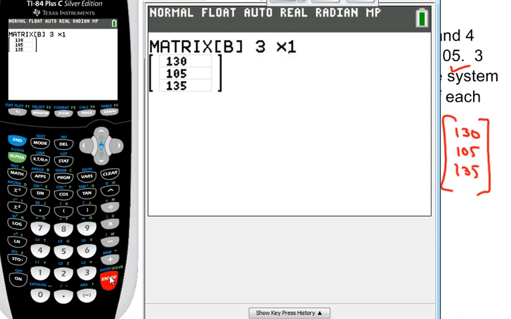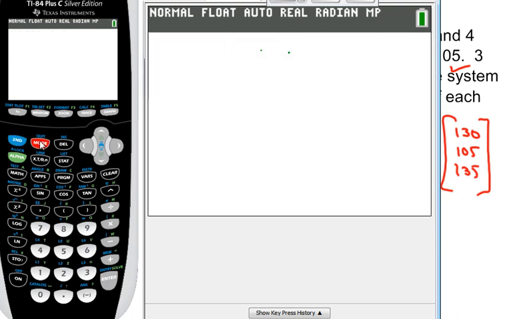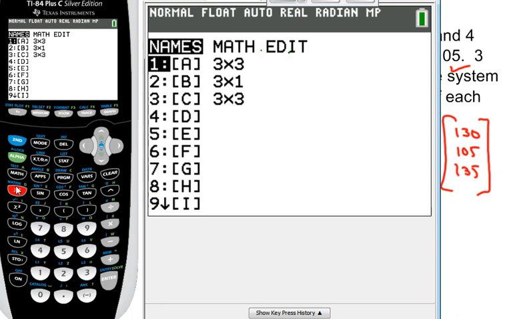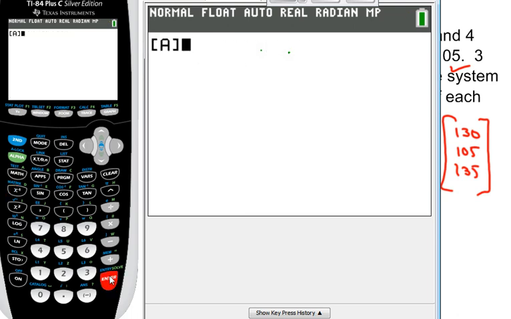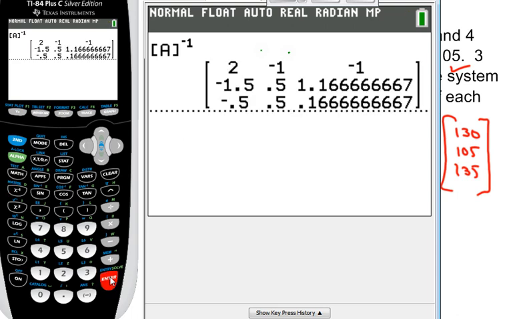Once you have those entered, you can quit, and then what we're going to do is find the inverse of A. So pull up your matrix, hit enter on number 1, which is matrix A. Now the matrix button is also the button that says x to the minus 1. You're going to hit that button, so it looks like you're raising it to the minus 1. That's our inverse sign.